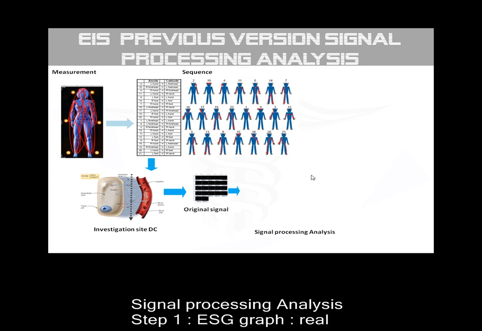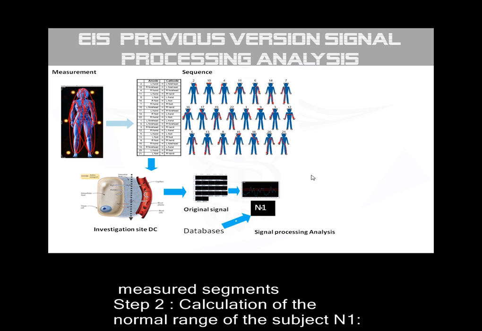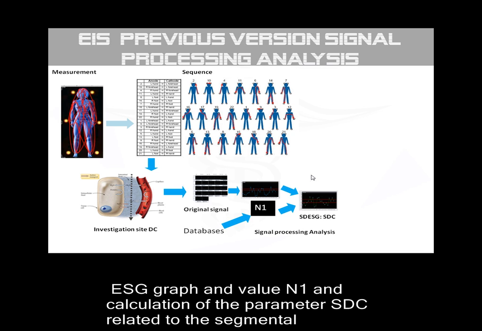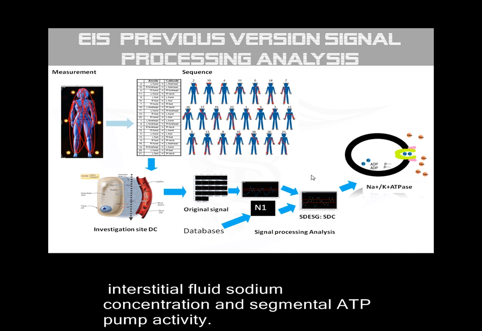Signal processing analysis. Step 1, ESG graph, real conductivity of the 22 measured segments. Step 2, calculation of the normal range of the subject N1, from databases statistical analysis. Step 3, second derivative ESG issued from the ESG graph and value N1, and calculation of the parameter SDC, related to the segmental interstitial fluid sodium concentration and segmental ATP pump activity.